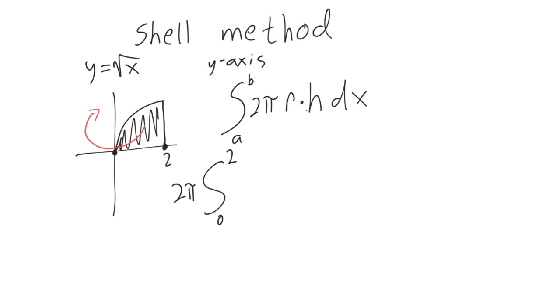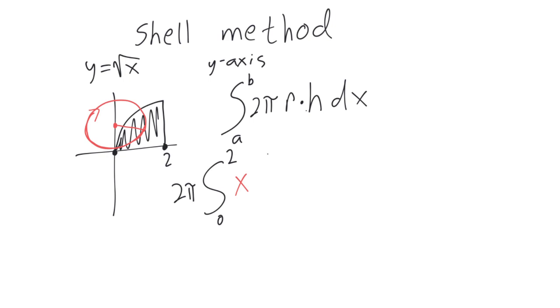And then now, what's the shell radius? The shell radius is, when I take a look at this thing getting rotated all the way around, what is the radius from the axis of rotation to my x value? Well, in that case, it's just x. And in fact, whenever we rotate about the y-axis, it's just x.